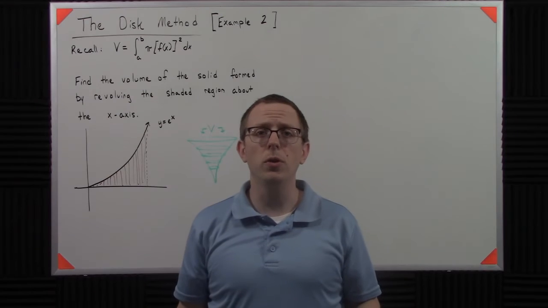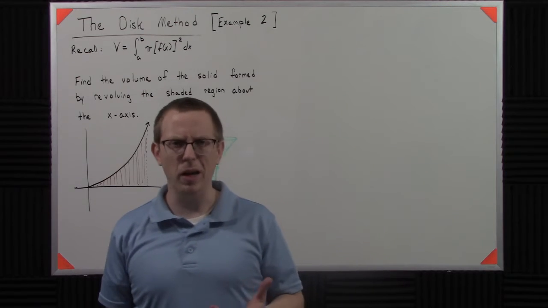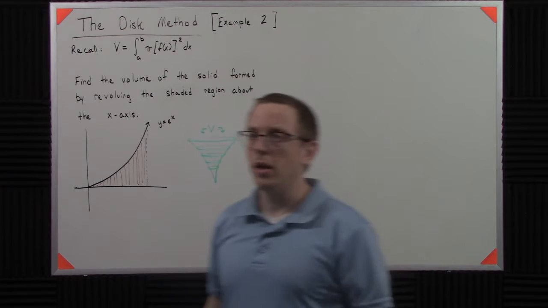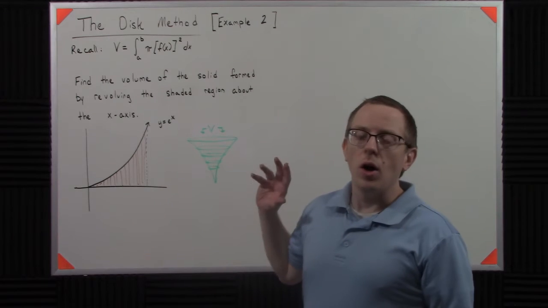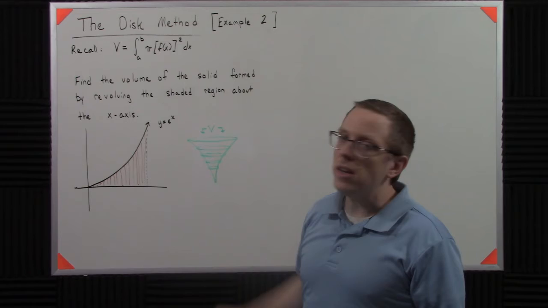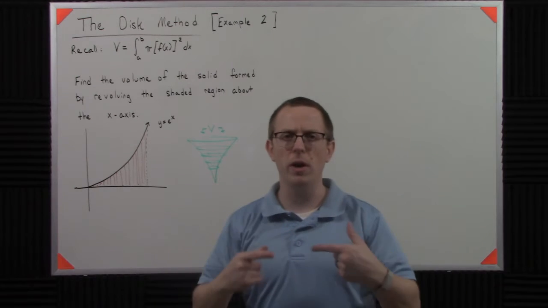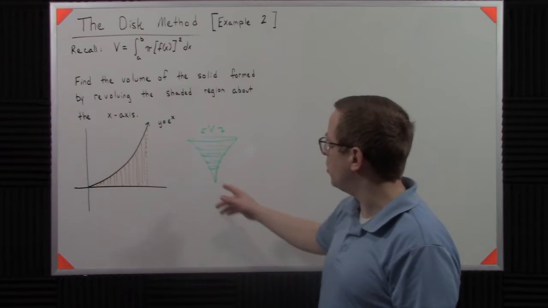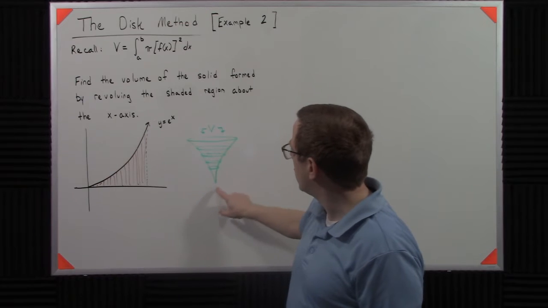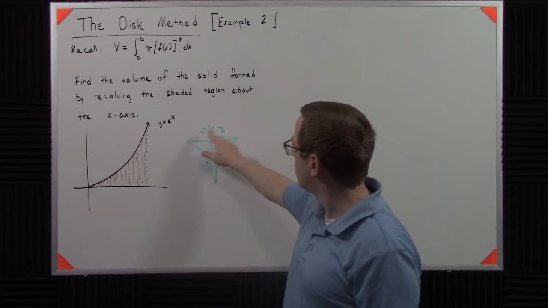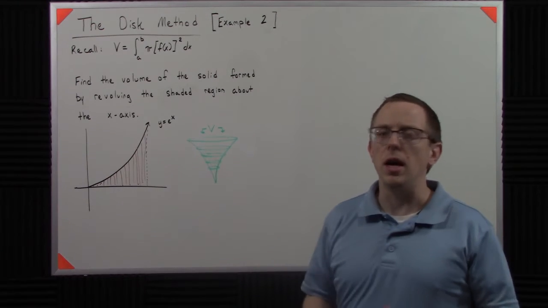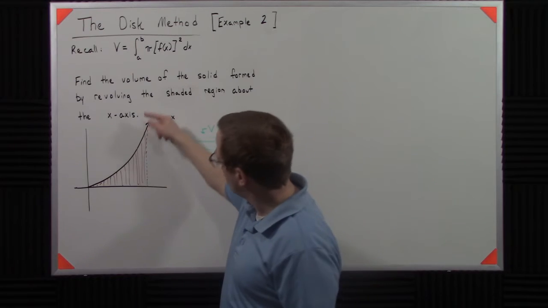Let's continue with another example using the disk method. So if I have y equals e to the x, and I want to revolve that around the x-axis, I'm going to get something like this here. And as this goes up, this is going to spin around.